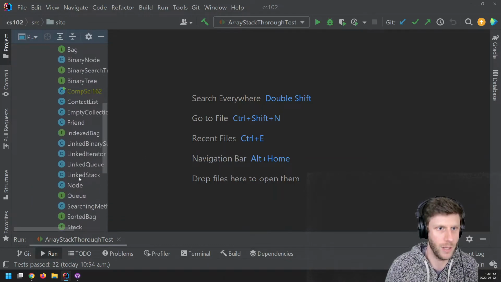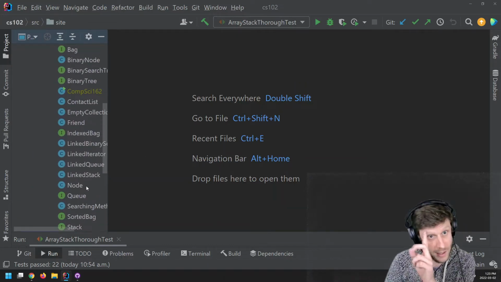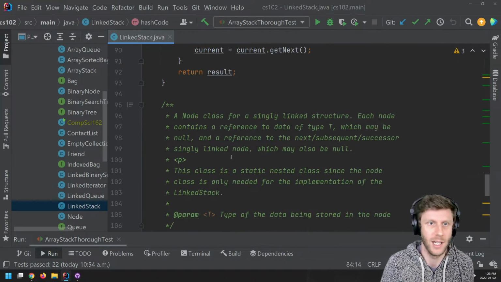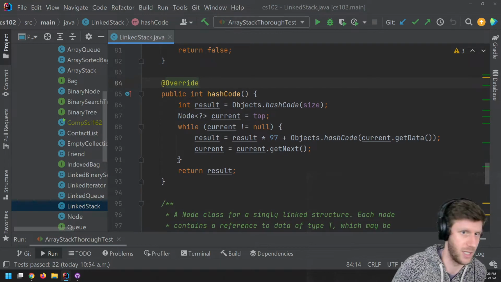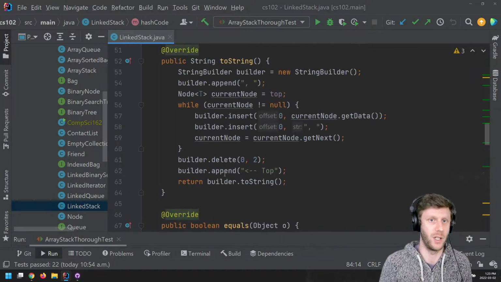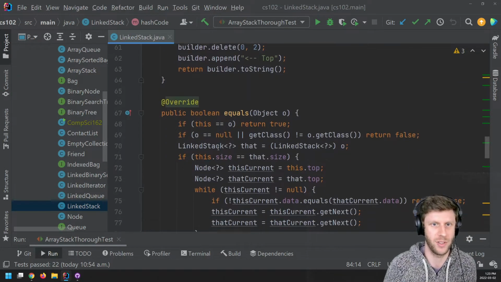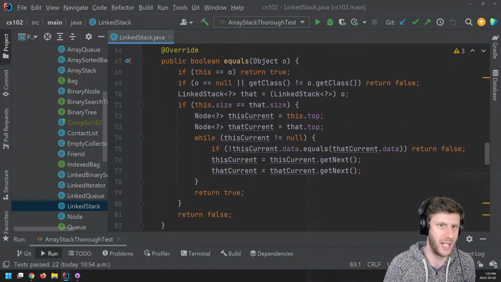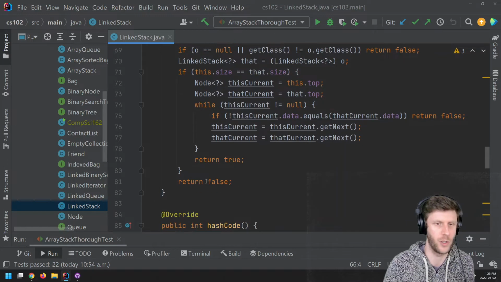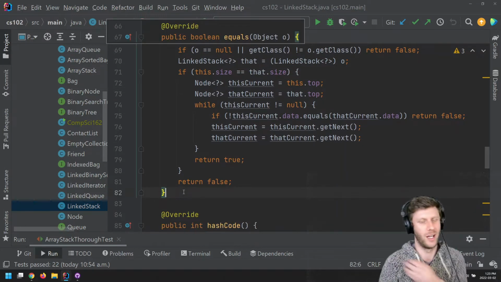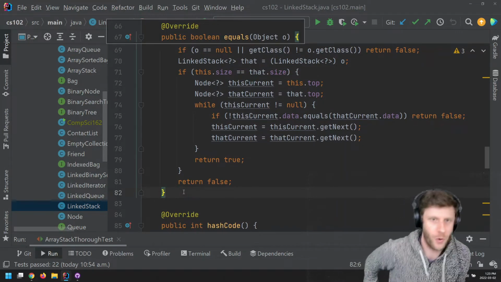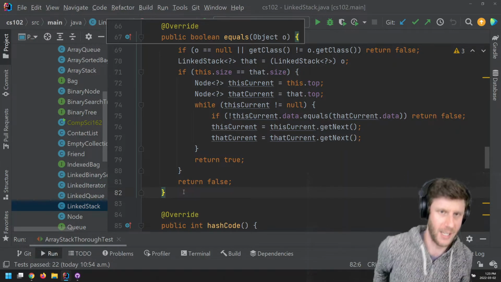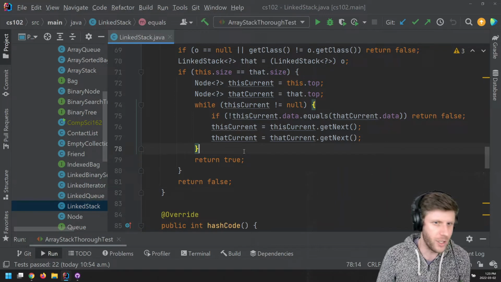If we go and look at our linked stack, at the bottom of the link stack you can download, well, first of all, you'll see there's a toString there, but there's also an equals and a hash code. I've included the equals and hash codes in these collections for you because writing equals and hash codes for these collections is really challenging. So I've done it for you.